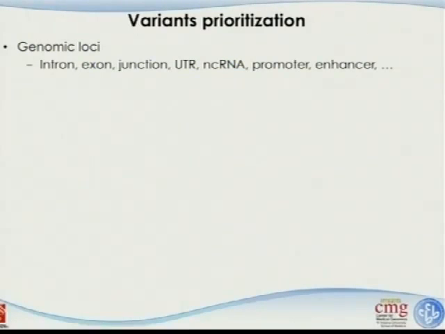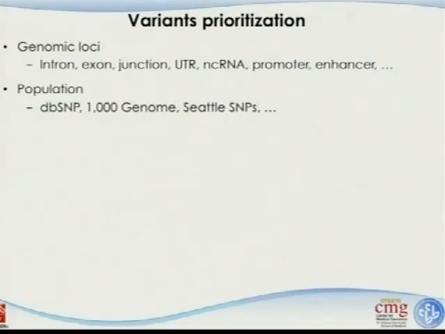And there are several approaches. The first one is based on the genomic loci to do the variant prioritization, including introns, exons, junctions, untranslated regions, non-coding RNAs, promoters, enhancers, and those regions that potentially have biological information.